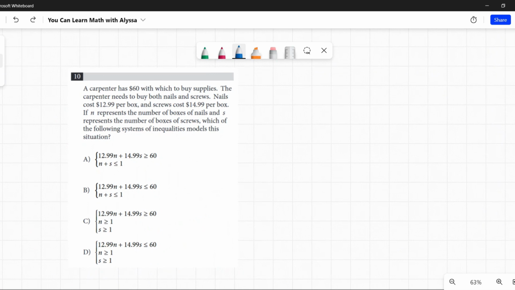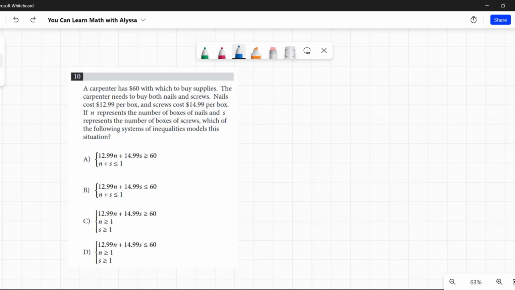On to number 10. A carpenter has $60 with which to buy supplies. That's not going to get you very far nowadays. The carpenter needs to buy both nails and screws. Okay, so he has to buy nails. He has to buy screws. All right. Nails cost $12.99 per box and screws cost $14.99 per box.